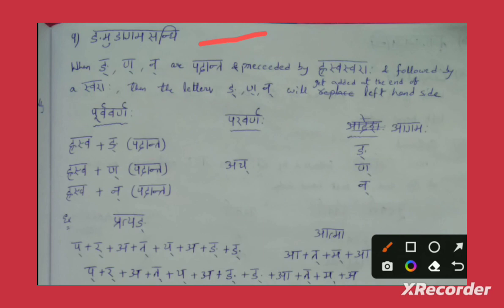What is Namudagama Sandhi? When the three nasal letters, Nyakara, Nakara and Nakara, are Padanta, or at the end of a Padam, and preceded by a Hrasva Swara, which means a short vowel, and followed by a Swara, which is a vowel, then what will happen? The same letter which is at the Padanta will get added additionally on the left hand side, which is an Agama.